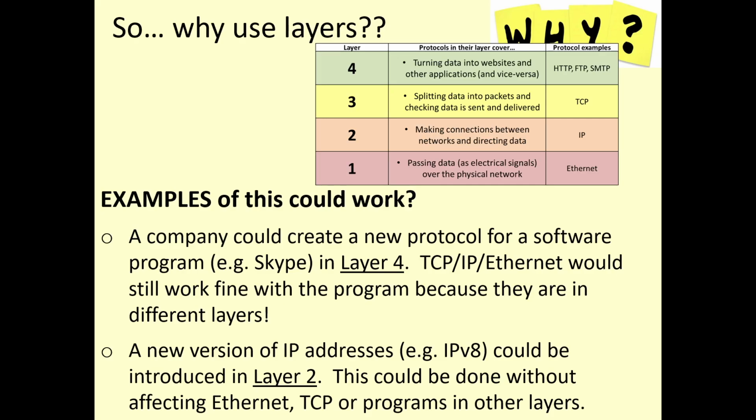Okay, so for example, a company could make a new protocol or a new software thing for like Skype, and it would still work with all the other layers. Or a new version of an IP protocol could be brought out, IP version 8, and introduced at layer 2 without affecting all the other layers. So you can change one layer without affecting all the other ones.